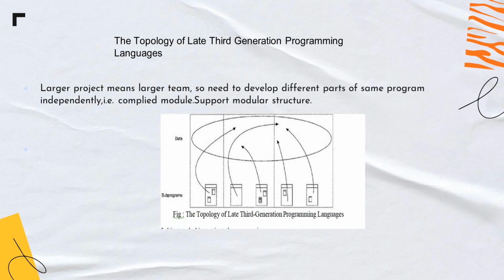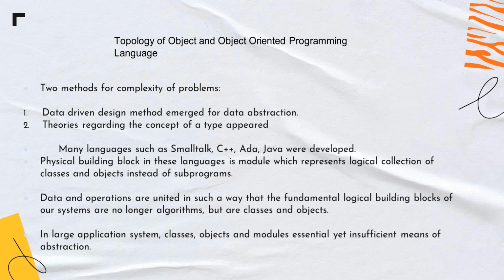The topology of late third generation programming languages. A larger project means a larger team, so there is a need to develop different parts of the same program independently. That is, compiled modules support modular structure. This is the diagram for the topology of late third generation programming languages.